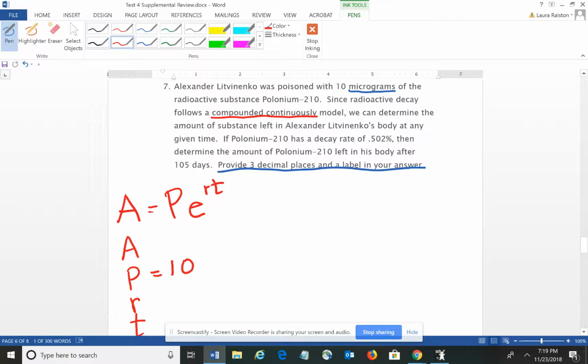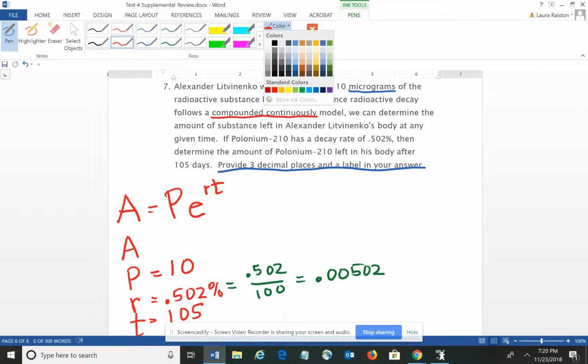It tells us it has a decay rate of 0.502%. Again, though, guys, remember that's a percentage, and we want to change it to a decimal. To change it to a decimal, we take 0.502 and divide it by 100, which would be 0.00502. And then our time in this case is 105 days. So again, we're looking for A here, and it's kind of a straight substitution problem.